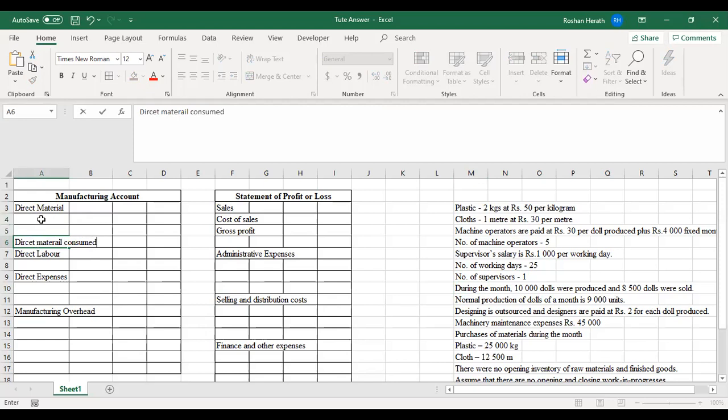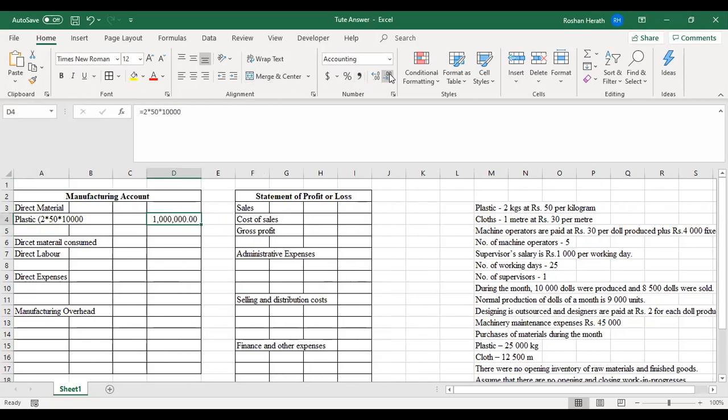If we work this out, we have two ingredients. One is plastic. For plastics, the per unit requirement is 2 kilograms, and 1 kilogram will cost you 50. In order to produce 10,000, this has to be multiplied by 10,000. It is 2 kilograms at 50 each, so 100 per unit, and for 10,000 units the cost is 1 million.